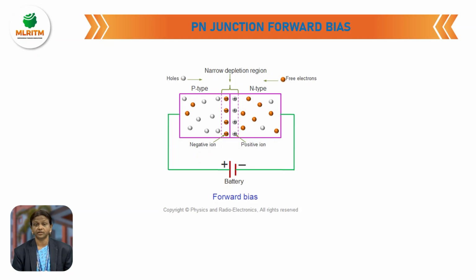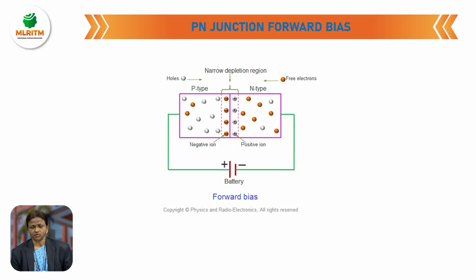Whenever the supplied voltage value is greater than the barrier potential, from this point onwards, charge carriers move from P region to N region as well as N region to P region. From this point onwards, conduction takes place.